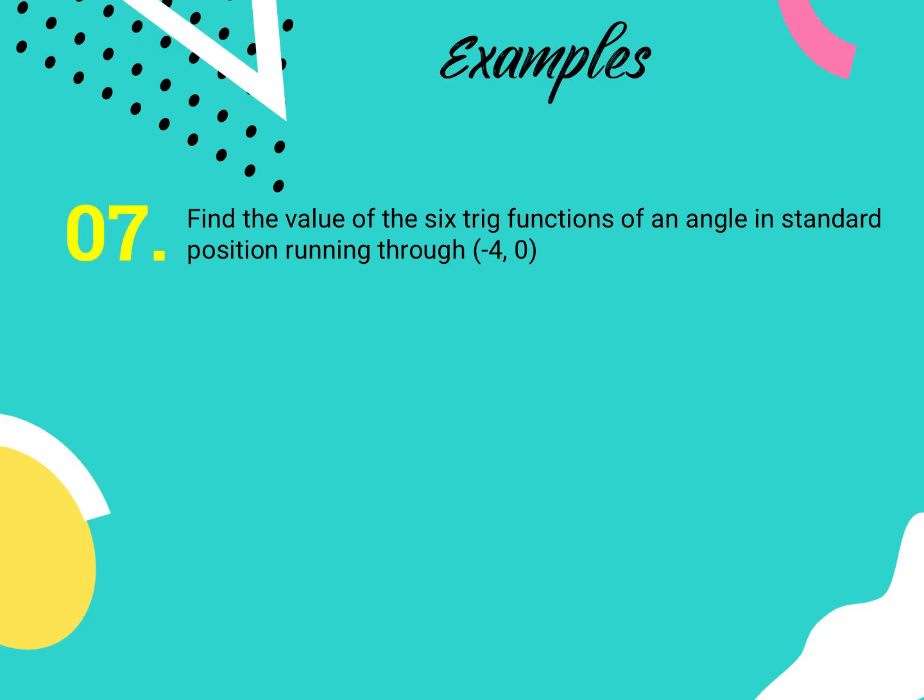All right. So for this one, it says find the value of the 6 trig functions of an angle in standard position running through the ordered pair -4, 0. As soon as you see you have a 0 in your ordered pair, this is a clue that this is not going to be from one of the quadrants. It's from the axis. So this is located on one of your axes, and you can see that it's -4, 0, so it's going to be on the x-axis. So let's go ahead and see what we got here.